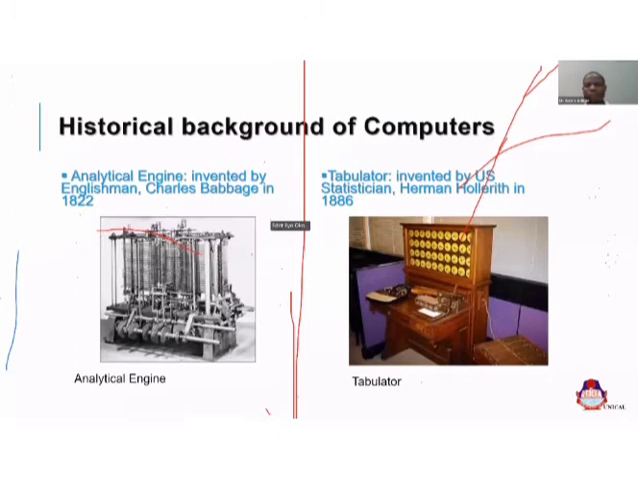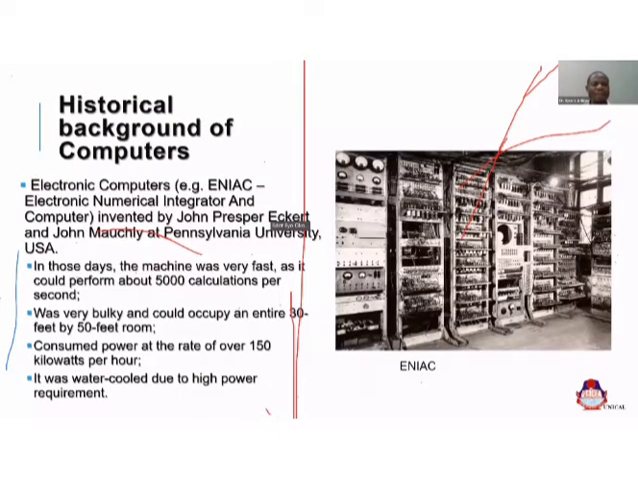Now we get to the area of ENIAC. ENIAC is in history seen as the first true general purpose electronic computer. ENIAC stands for Electronic Numerical Integrator and Computer. It was invented by two men from Pennsylvania University, John Presper Eckert and John Mauchly.